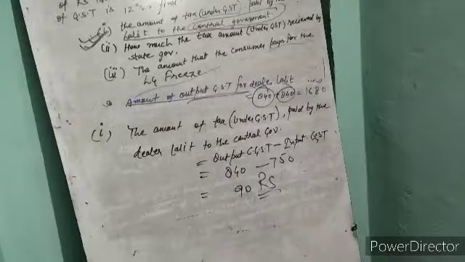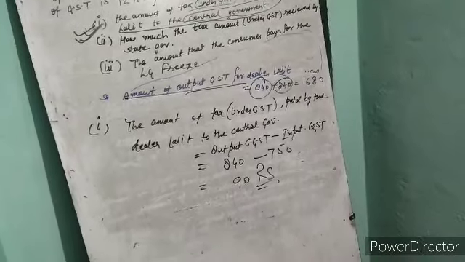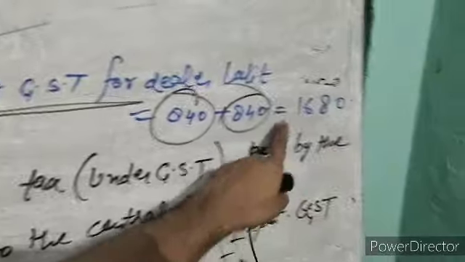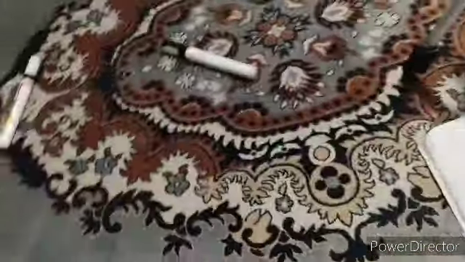And for the third part, the question is the amount that the consumer pays for the LG fridge. The consumer is already paying 14,000 rupees, but GST is not included. So GST will be 1680. It will be added to the 14,000 rupees. Thank you.